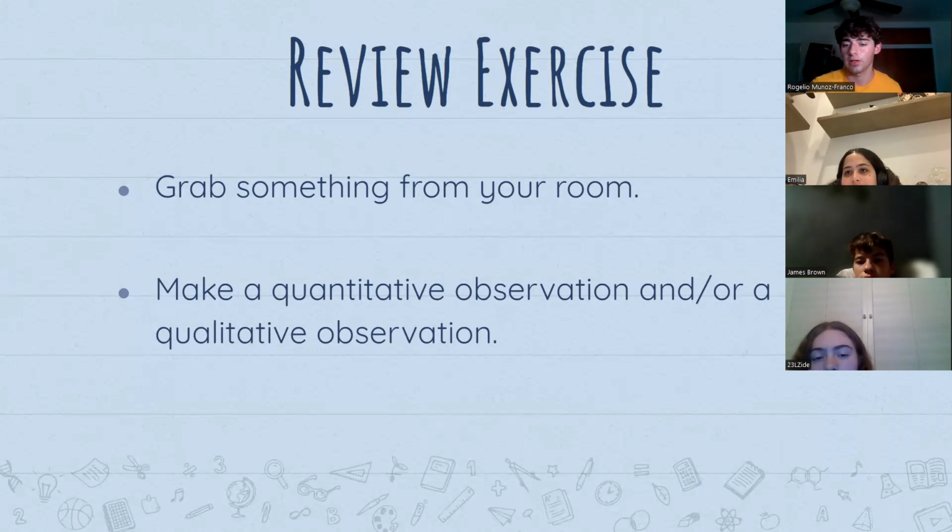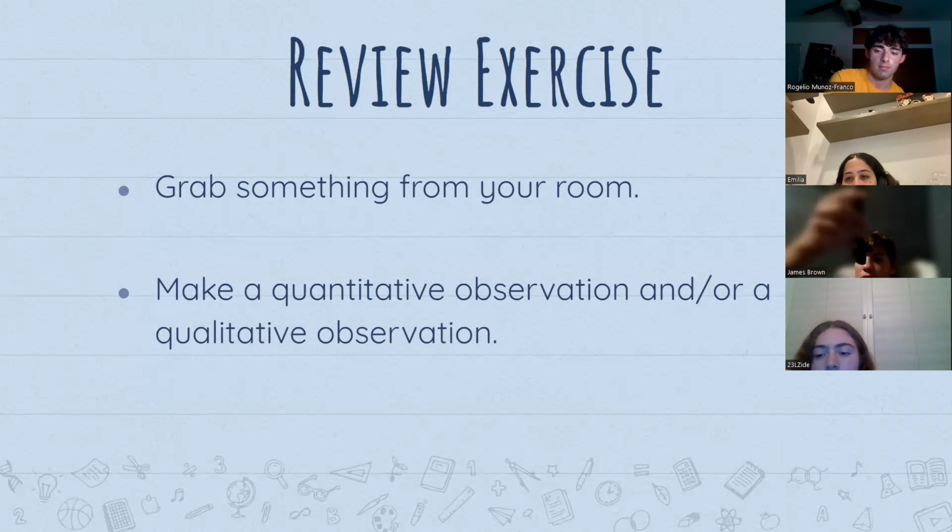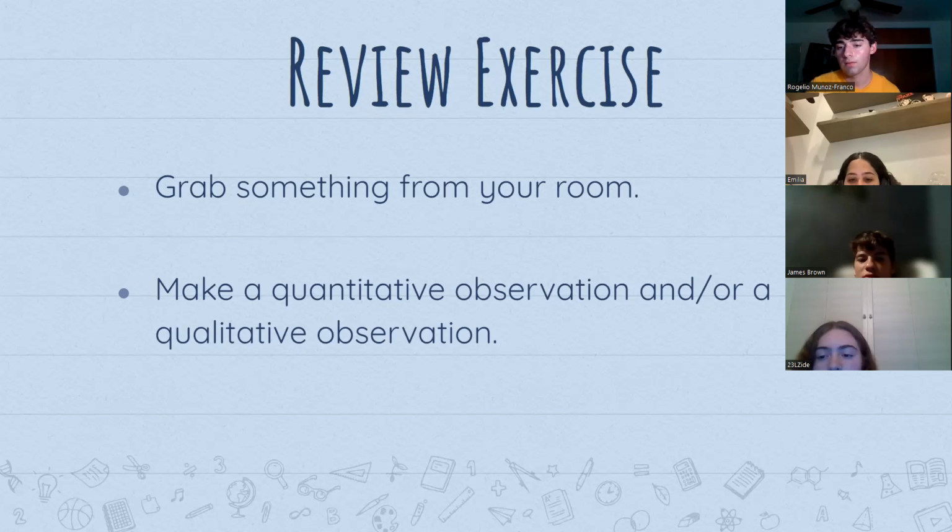Perfect. Thank you. Okay, James, do you want to go next? So I have my phone here. Would a qualitative observation be that it's 2 inches wide? Actually, that would be a quantitative observation because you're giving a number for how wide the phone is. So that would be quantity, that would be number. But if you said that the phone was black, that would be qualitative. So just have to remember not to mix up those words. But you're on the right track.